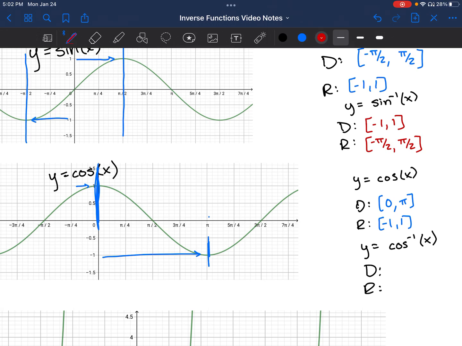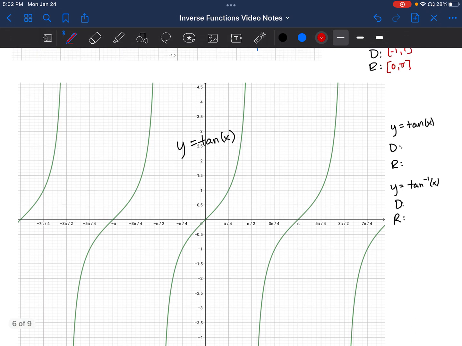And when we do inverses, we switch it. So it's going to go from -1 to 1 and from 0 to pi. So I'm going to take a number from -1 to 1 for cosine, or excuse me, cosine inverse, and plug that in, and my answer will be between 0 and pi.